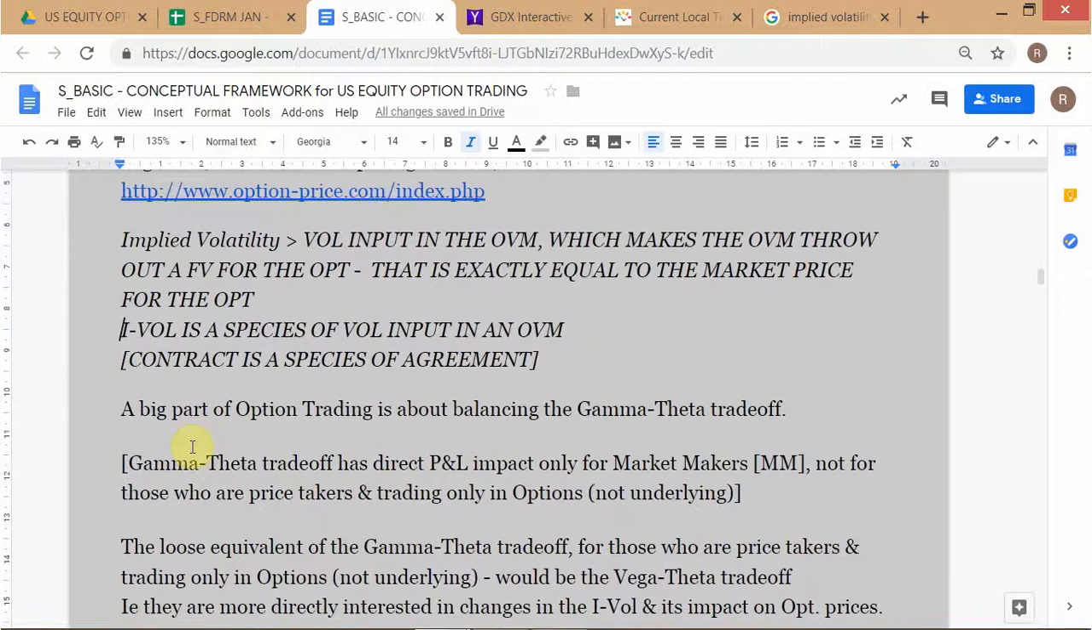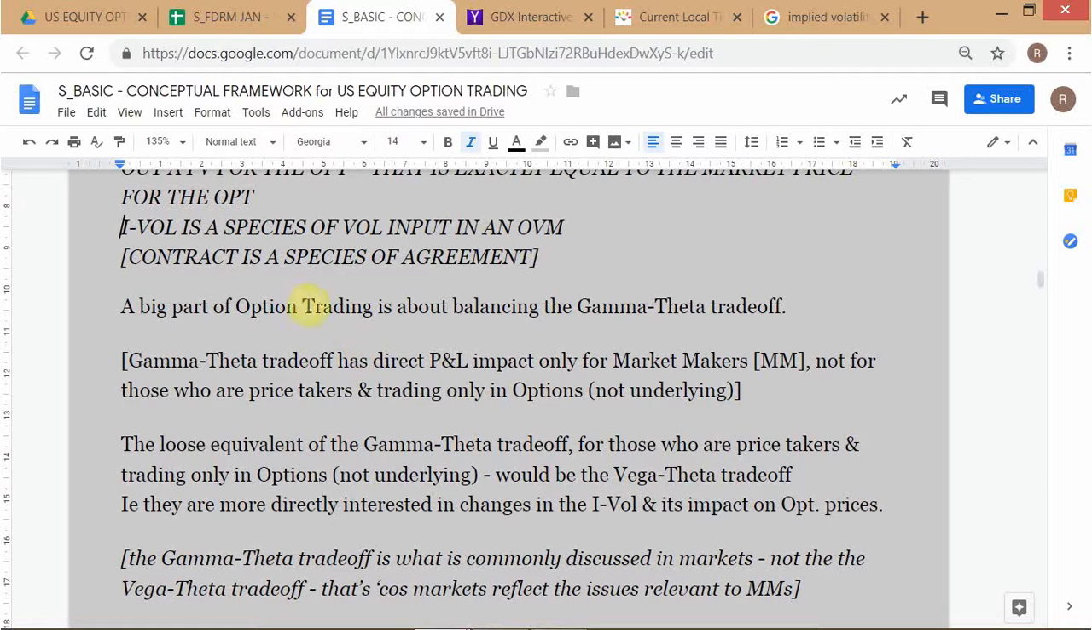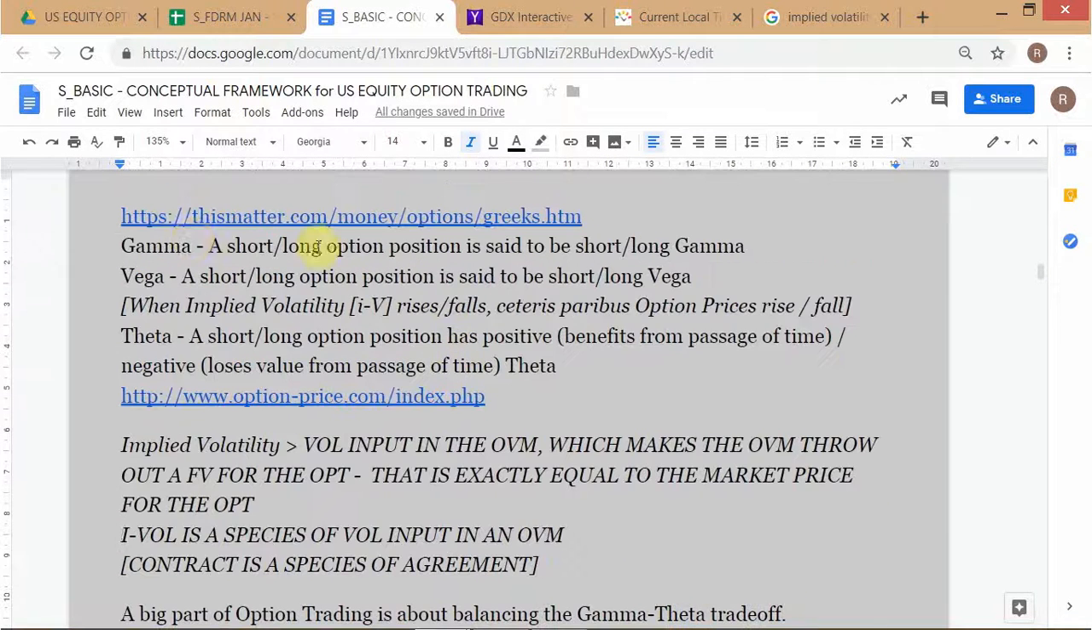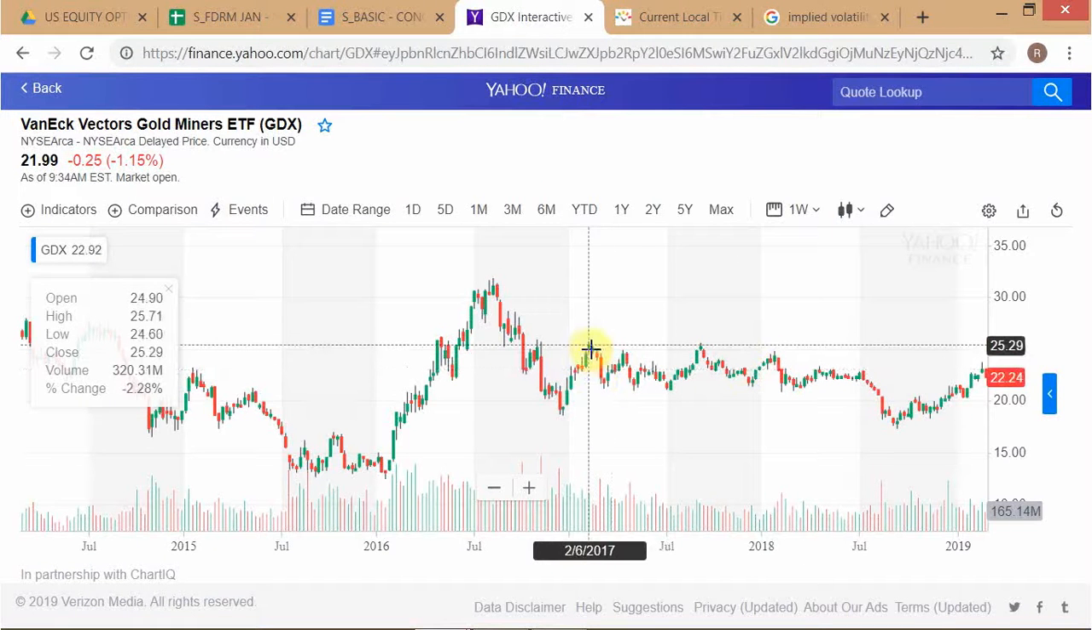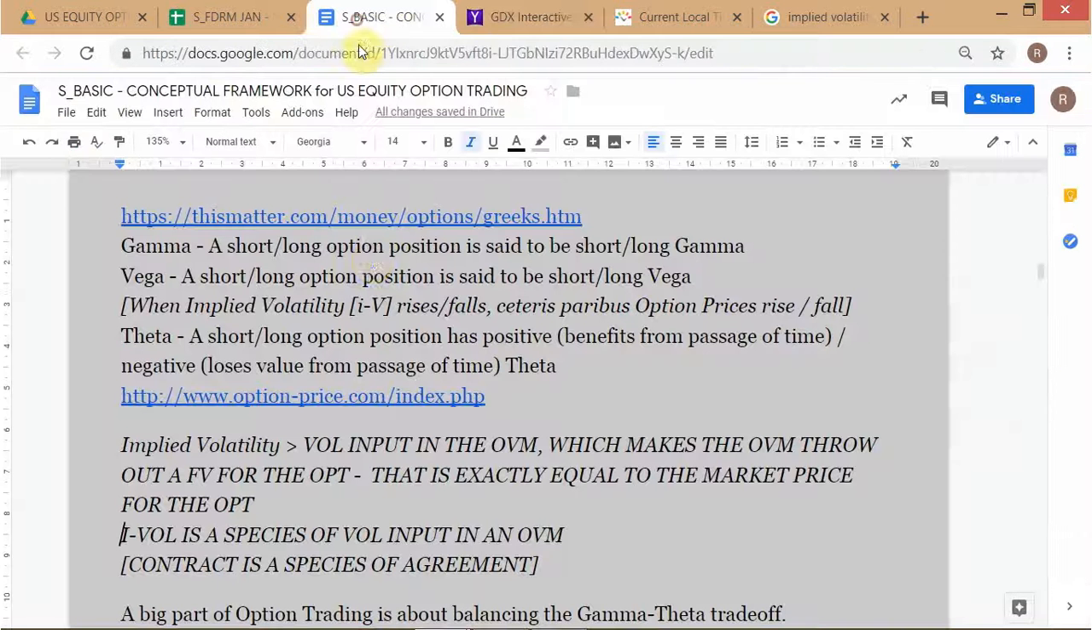In most option trading, especially from a market maker's point of view, there is this thing called the gamma theta trade-off. If you are long options, you will benefit from dramatic up and down movement in the underlying asset price. But every day that you're long options, you're losing money on the theta, because every long position, whether long call or long put, has negative theta. So this is the trade-off.